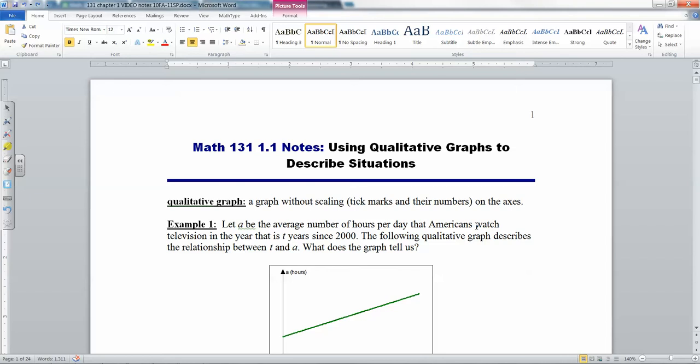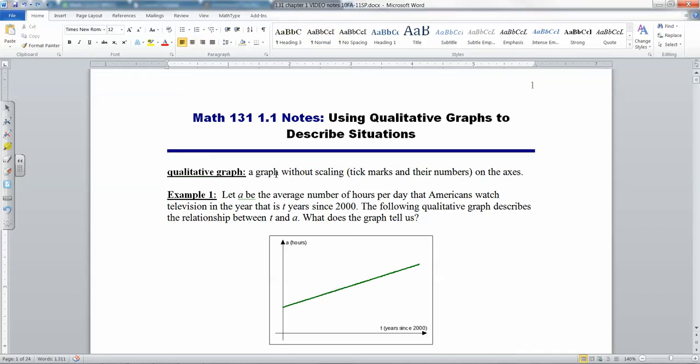Now we're going to start off in section 1.1, which is talking about qualitative graphs to describe situations. So first let's think about what a qualitative graph is. A qualitative graph, in case you missed it, isn't quantitative, right? Quantitative means you have numbers, and in mathematics terms that'll be tick marks, scaling. But a qualitative graph is a graph without scaling. It doesn't have all the little tick marks on the axes, right?